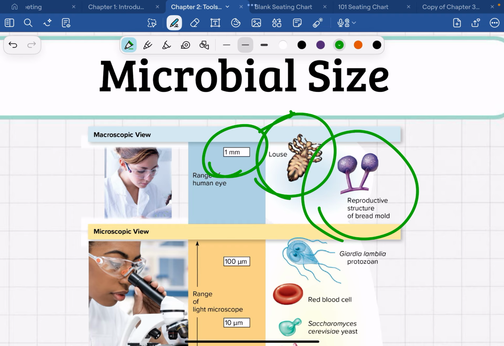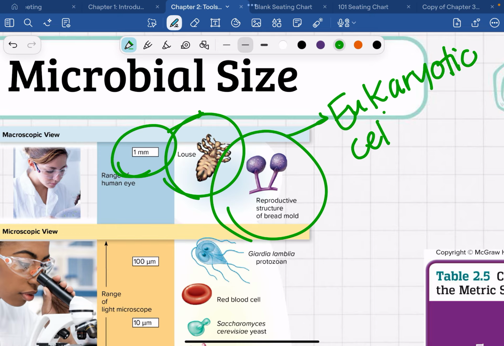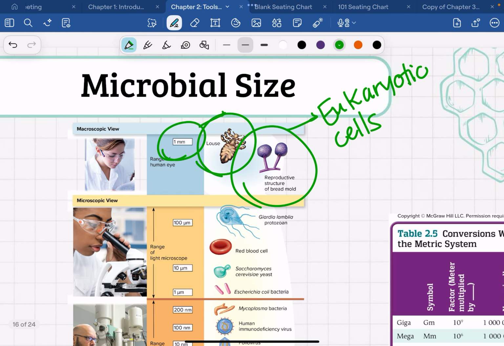Okay. So this is some eukaryotic cells, which are about in this range. Most eukaryotic cells fall just below 1 millimeter. So a lot of eukaryotic cells you can see if you look really, really closely. For example, a human egg is just shy of 1 millimeter, which is weird to think about.